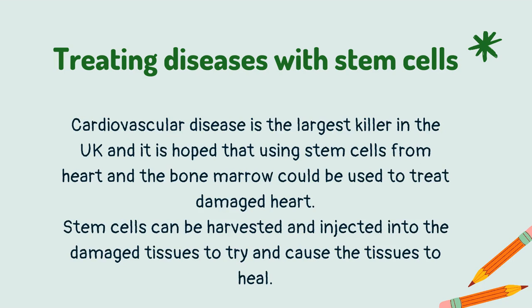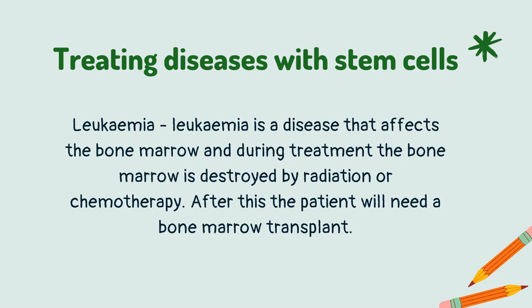Cardiovascular disease is the largest killer in the UK, and it is hoped that using stem cells from heart and the bone marrow could be used to treat damaged heart. Stem cells can be harvested and injected into the damaged tissues to try and cause the tissues to heal. Leukemia is a disease that affects the bone marrow, and during treatment the bone marrow is destroyed by radiation or chemotherapy. After this, the patient will need a bone marrow transplant.